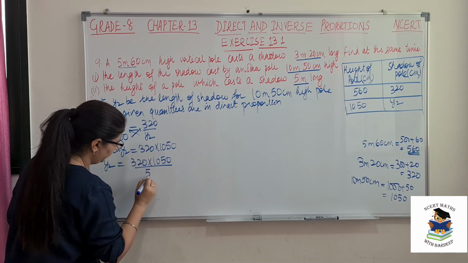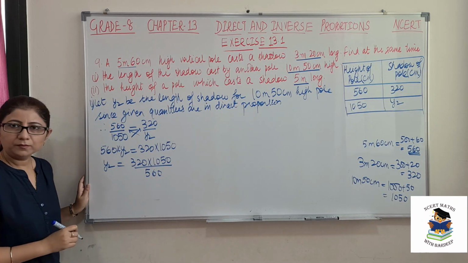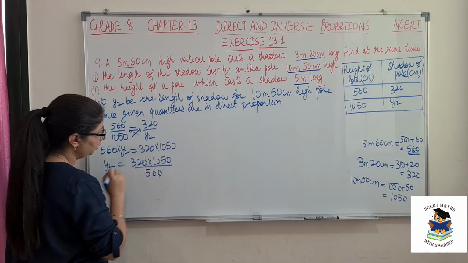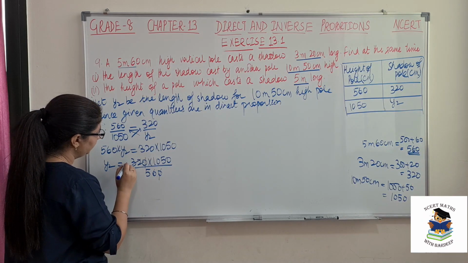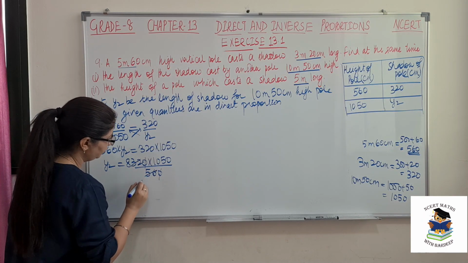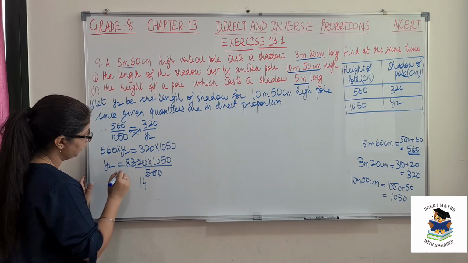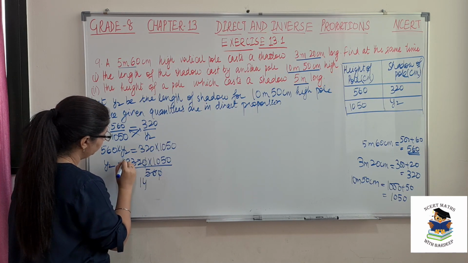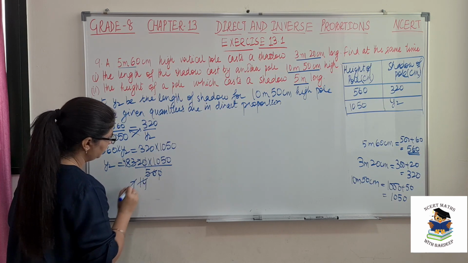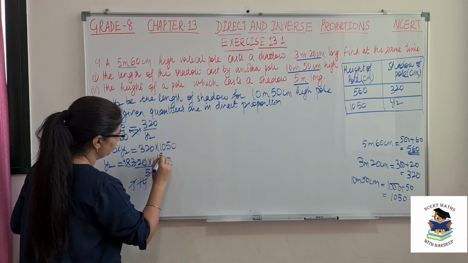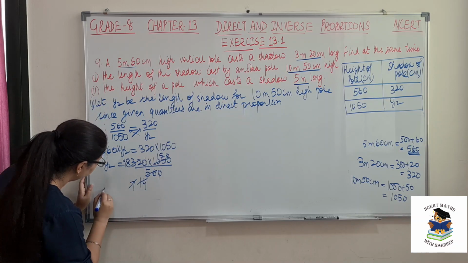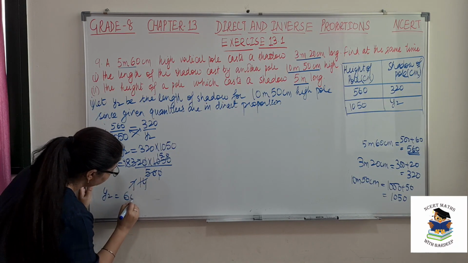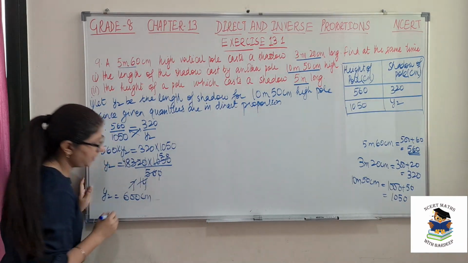This will go in the denominator. Okay, so 0 and 0 will be cancelled. So 4 8s are 32, 14 4s are 56, and then again this is 4 7. So 7 1s are 7. So 150. 150 into 4 is 600 centimeters.